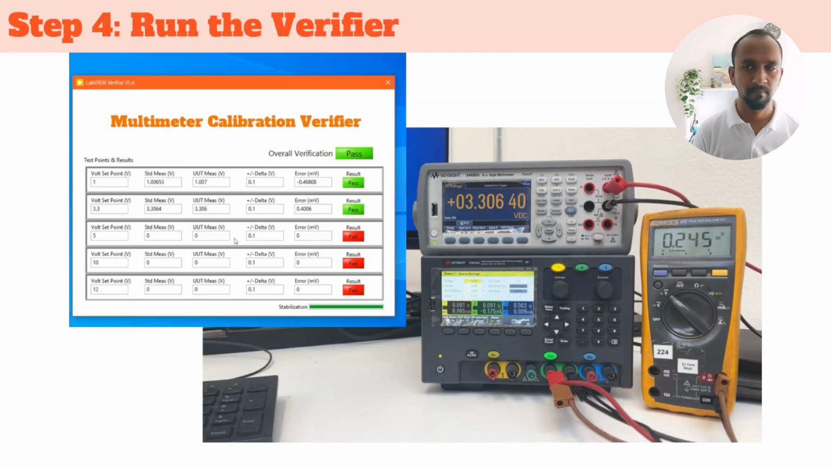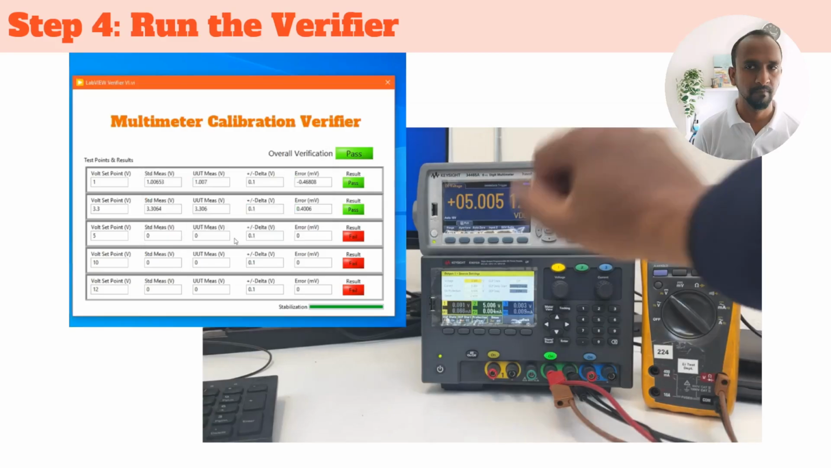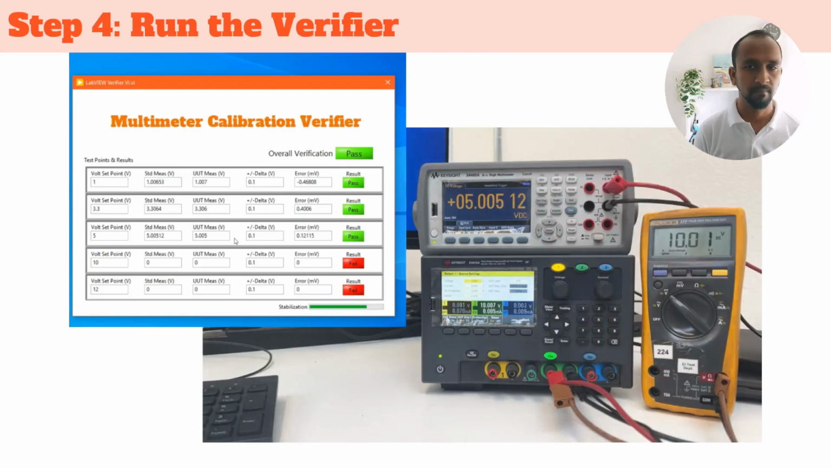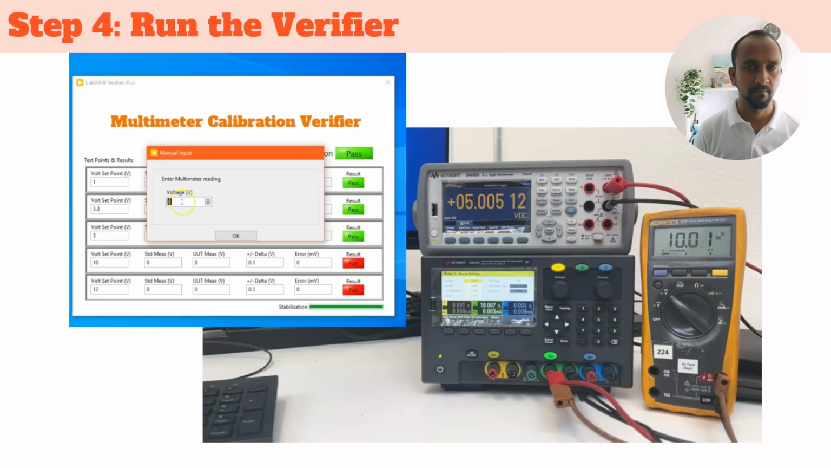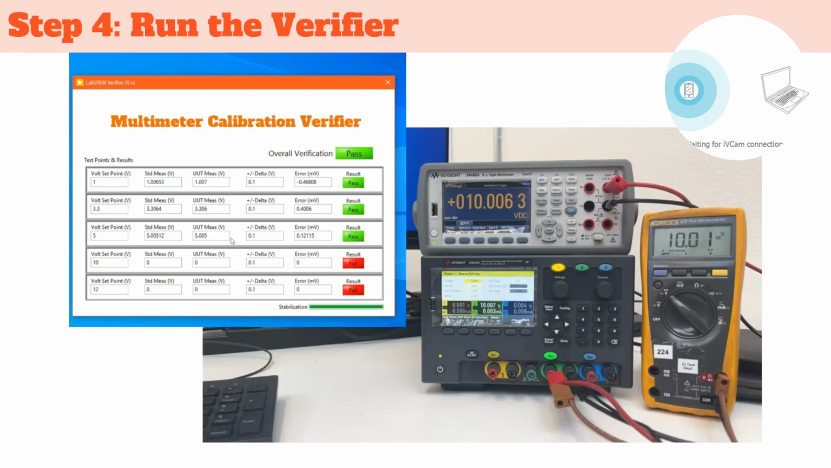Now it goes for the 5 volt. It sets the 5 volt and asks us to enter the value from the Fluke, 5.005. I enter it, and it reads from the standard and cross verifies it. Just like that, it goes for the 10 volt set point now, and it asks what do I see from the UUT, that is 10.01, and I said OK. It gets recorded and cross verified.